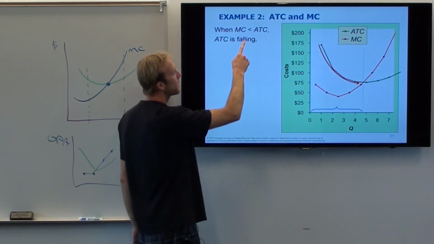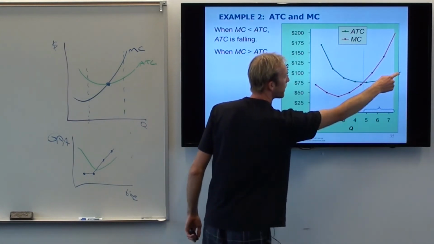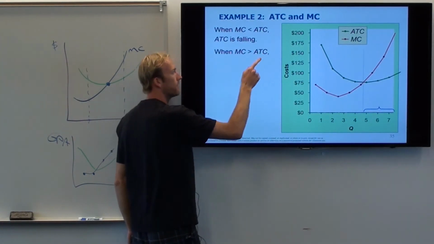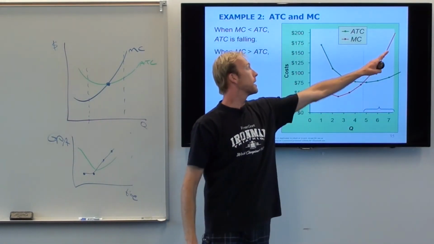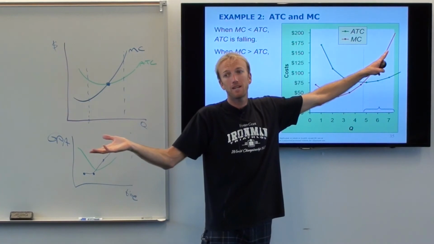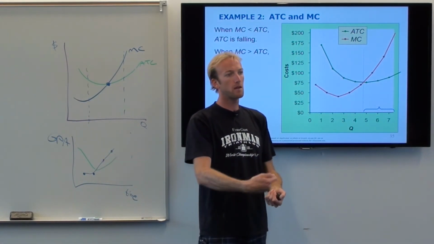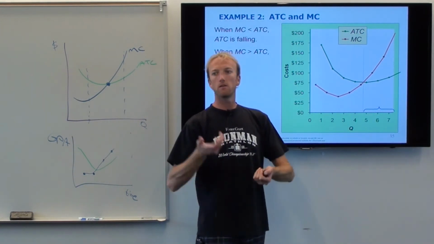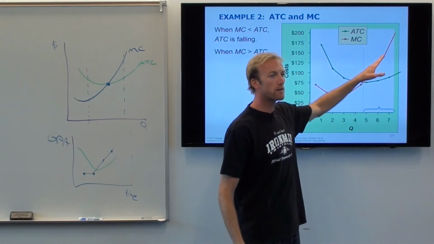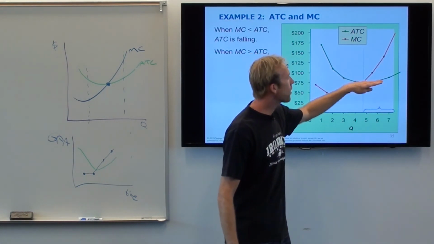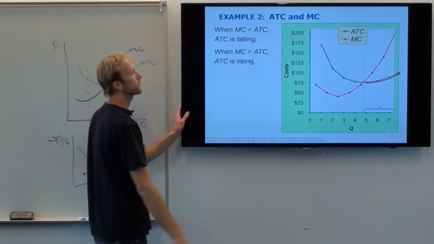ATC is falling. But on the other hand, when I'm at the spot where marginal cost is above ATC, that's this right-hand side of the graph, okay? Again, marginal cost is super high up here because of diminishing marginal product, it costs a lot to make these extra tacos because I have to use a lot more employees, right? The tacos over here are expensive per taco, and so on average it's making my average go up. Okay, the ATC is going up.